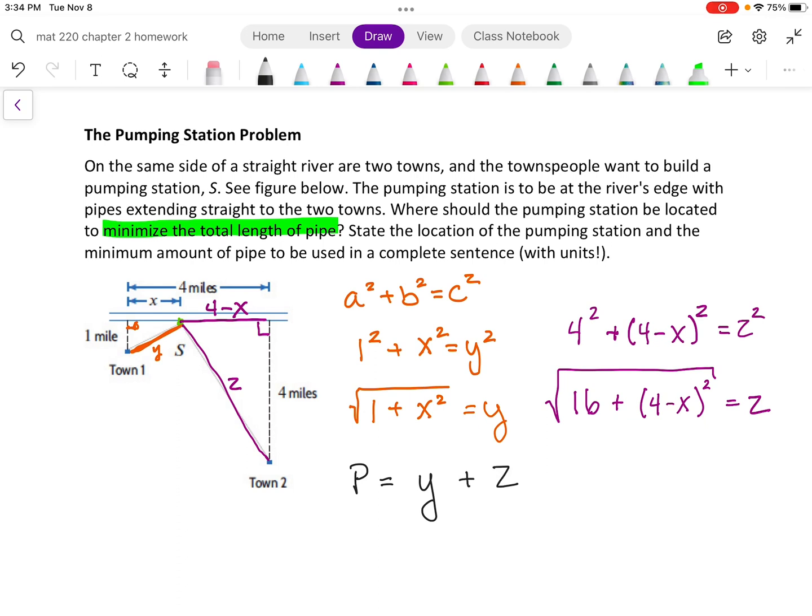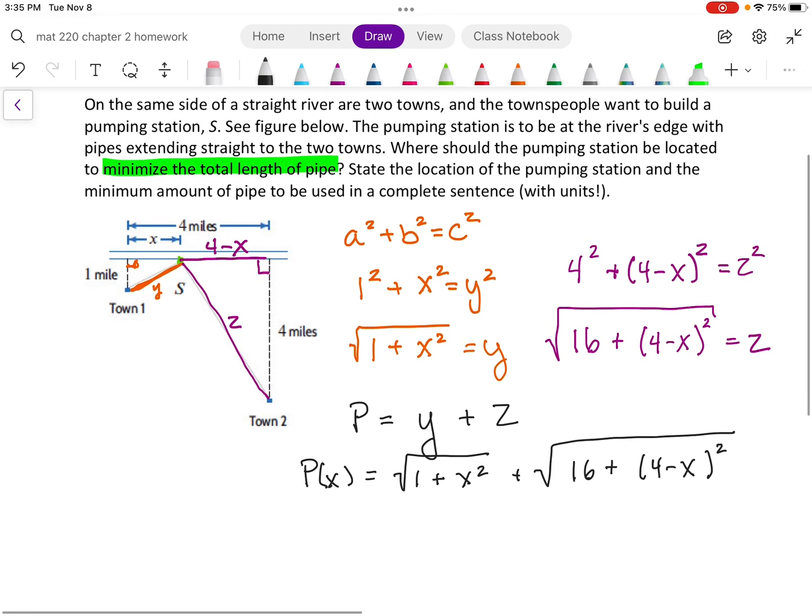So let's go through and plug this in and make this a function of x. Our pipe length, p of x, would be equal to the square root of 1 plus x squared, plus the square root of 16 plus (4 minus x) all squared. And that would give me the length of my pipe. We're asked to figure out the minimum length. So just like all our previous problems, we need to figure out when the derivative is equal to 0.